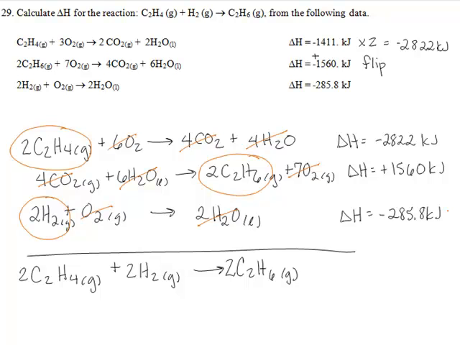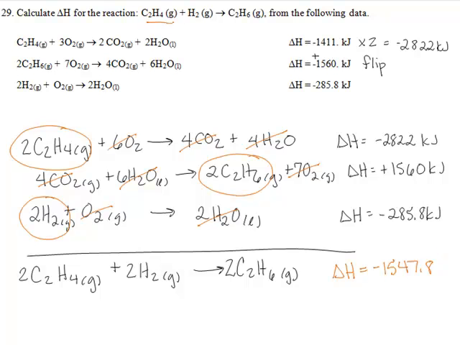We know that by adding the delta H's, we can find the change in enthalpy for our final reaction. So we put these numbers into our calculator and simply add them up. So we have negative 2822 plus 1560 plus a negative 285.8. And we should get a final delta H of negative 1547.8. One thing we need to check is, does our equation match the one we're actually looking for?